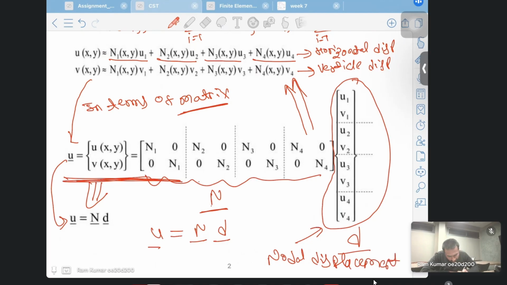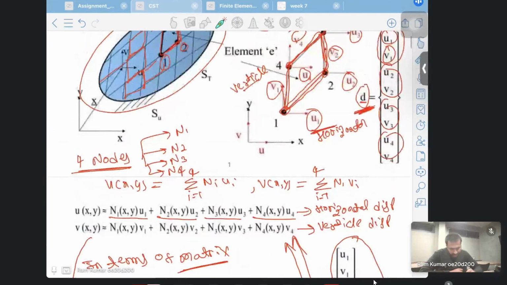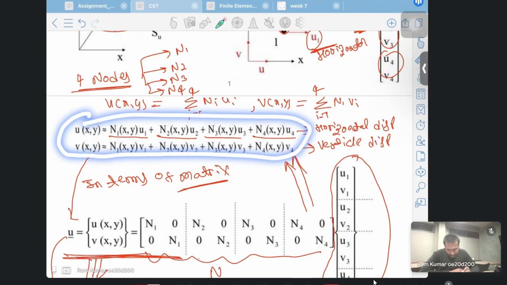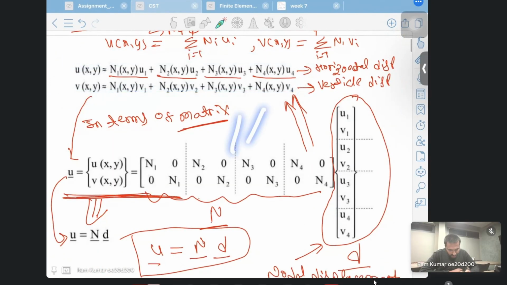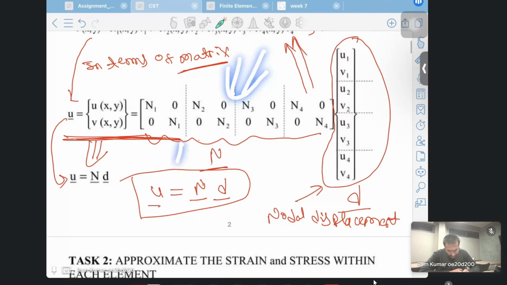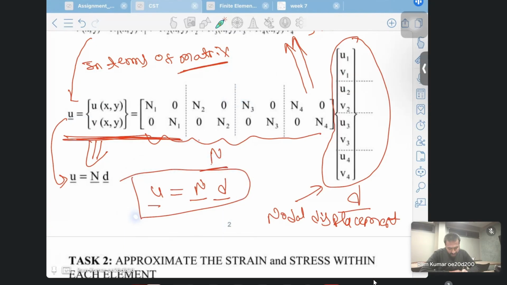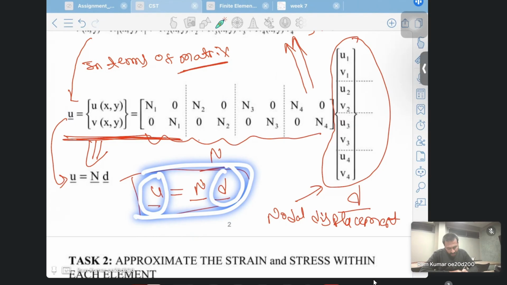So what we did as of now: we started from this element, our 2D four-node element. We got this expression in terms of shape functions. Then we reduced it to this matrix, and then again we came to this small expression. So if someone says you have this expression, it means this is the nodal displacement, this is the overall displacement of the element, and this is our shape function.